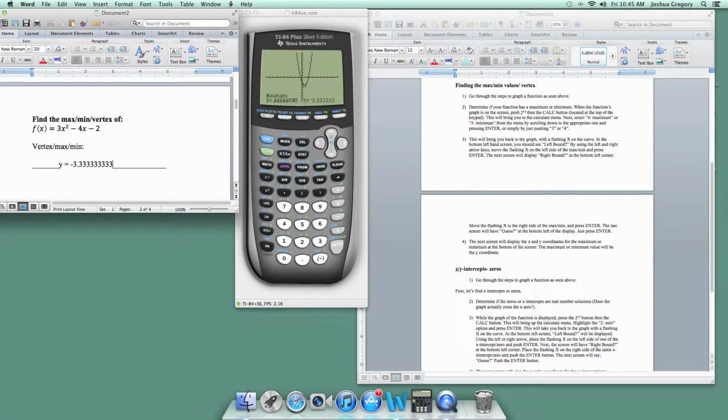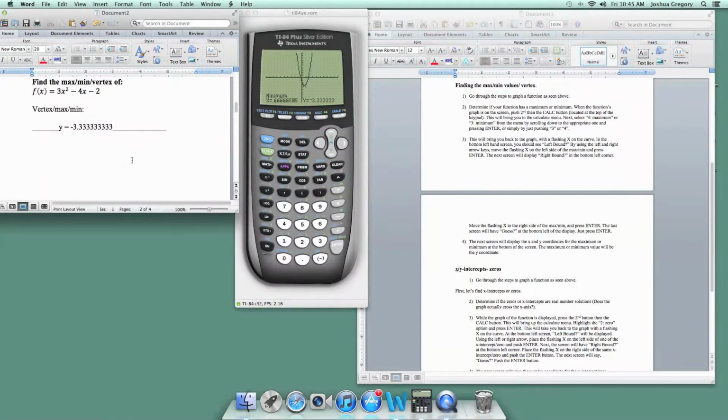Or that's negative 3 1/3. You could do your repeating on your paper there. You could just put a 3 and then put the bar over it for repeating. And that would be it for finding your minimum. So there's a little less steps there. You just have to make sure your buttons are right.